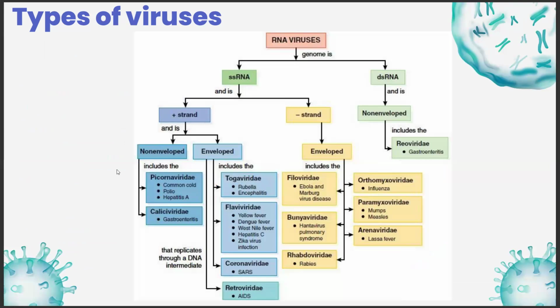Here is the type of RNA virus. There are two types, single-stranded RNA and double-stranded RNA. And there are two other types in single-stranded RNA: positive sense strand and negative sense strand. In positive sense strand, there are two types, non-enveloped and enveloped. In negative strand, there is only enveloped. In double-stranded, there is only non-enveloped. It includes reovirus, which can cause gastrointestinal infection.